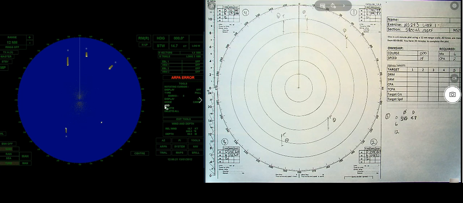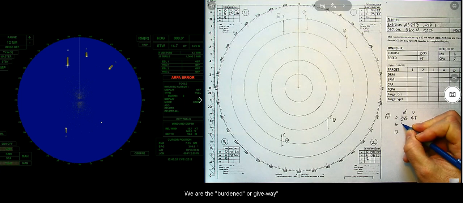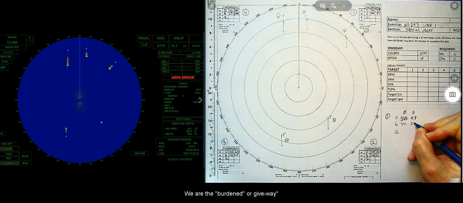Okay, I'm going to add a mark for that. And that to me looks like that's about 7 miles at 341. Okay, so 341 at 7.0.